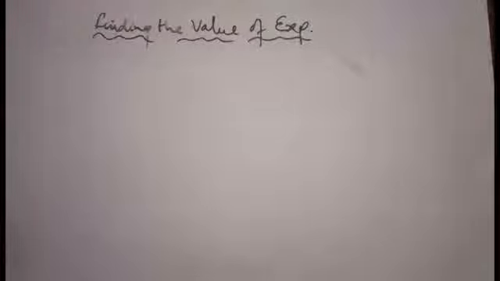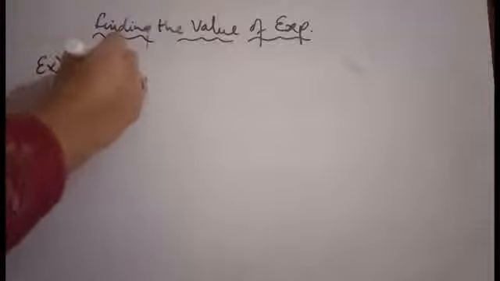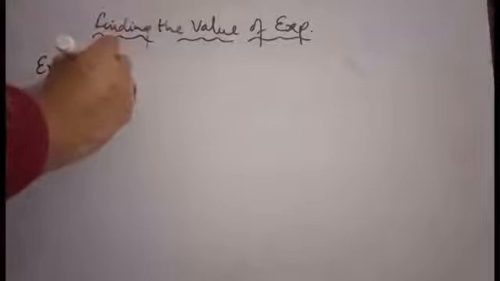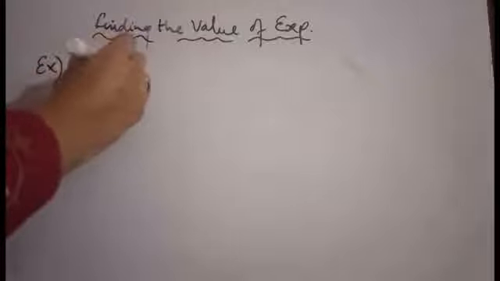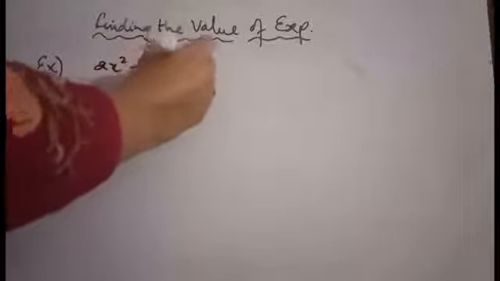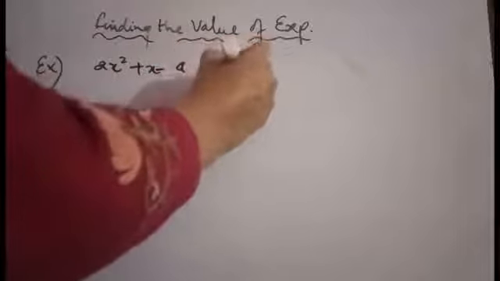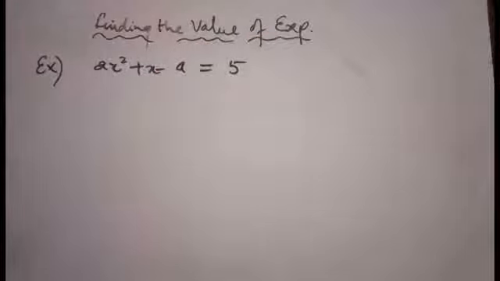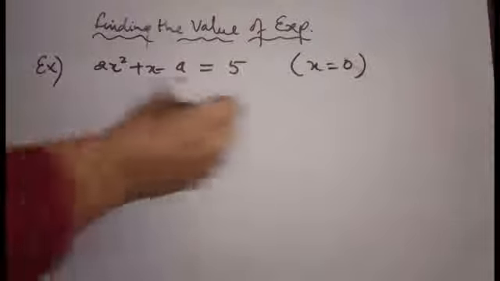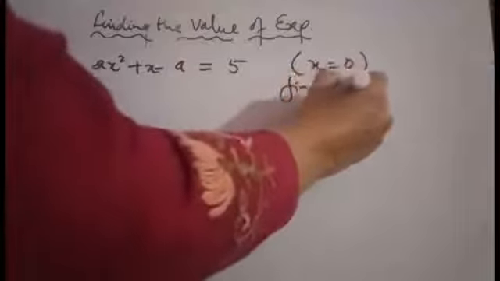One more example. Find the expression, another type of example. The expression is 2x square plus x minus a, and the value of the expression here is given. The value of the expression is 5 and the value of x is 0. You have to find out the value of another variable, that is a. Value of one variable is given, you have to find another variable, that is a.